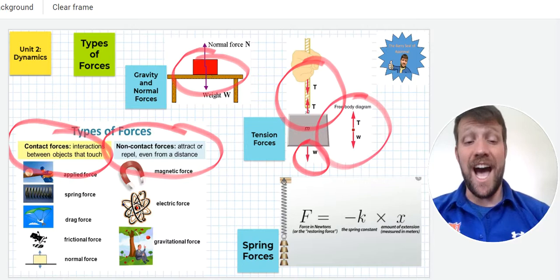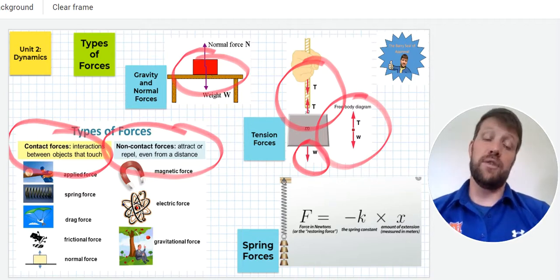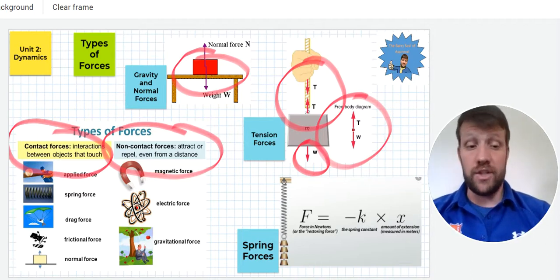If the object is not moving, then tension and weight will be equal and opposite, as you see there in the diagram. Those vectors are of the same length. If it is moving, then that hand would start moving upwards, the tension force would become greater, and there would be some acceleration in the positive y direction. Okay?